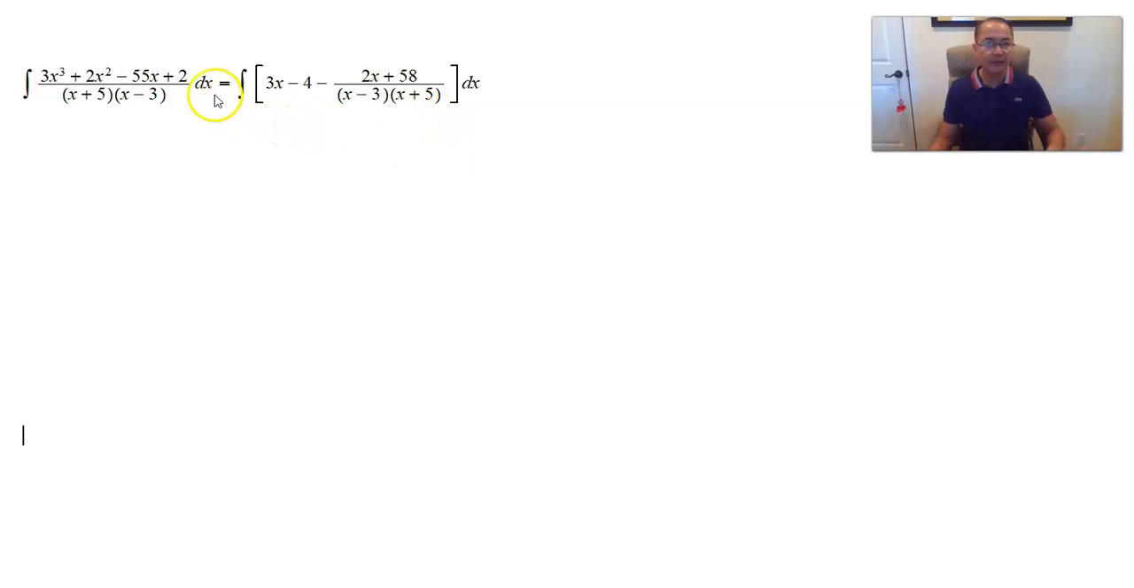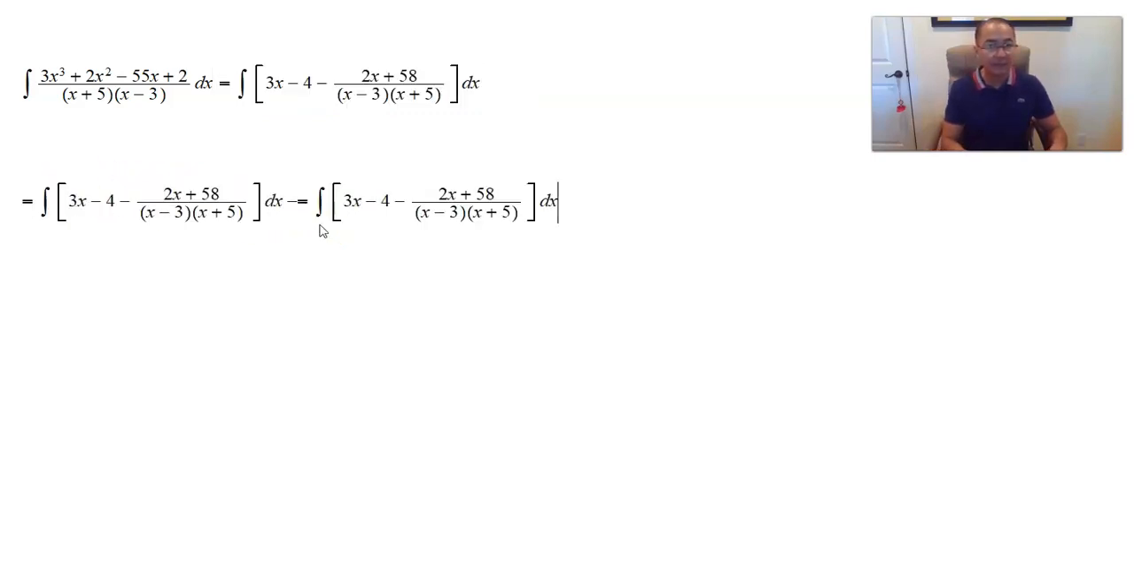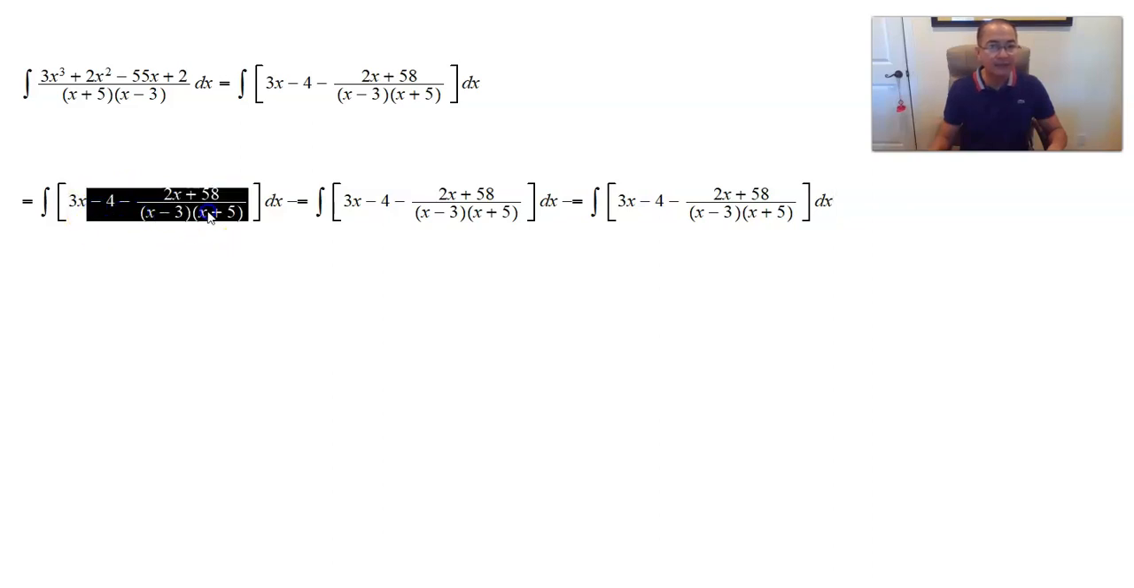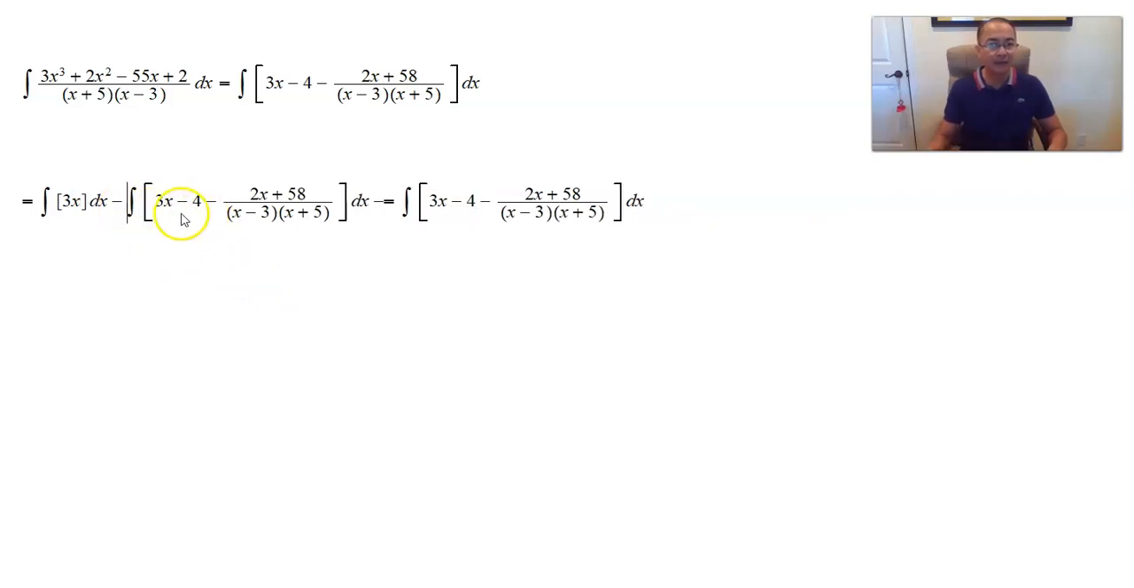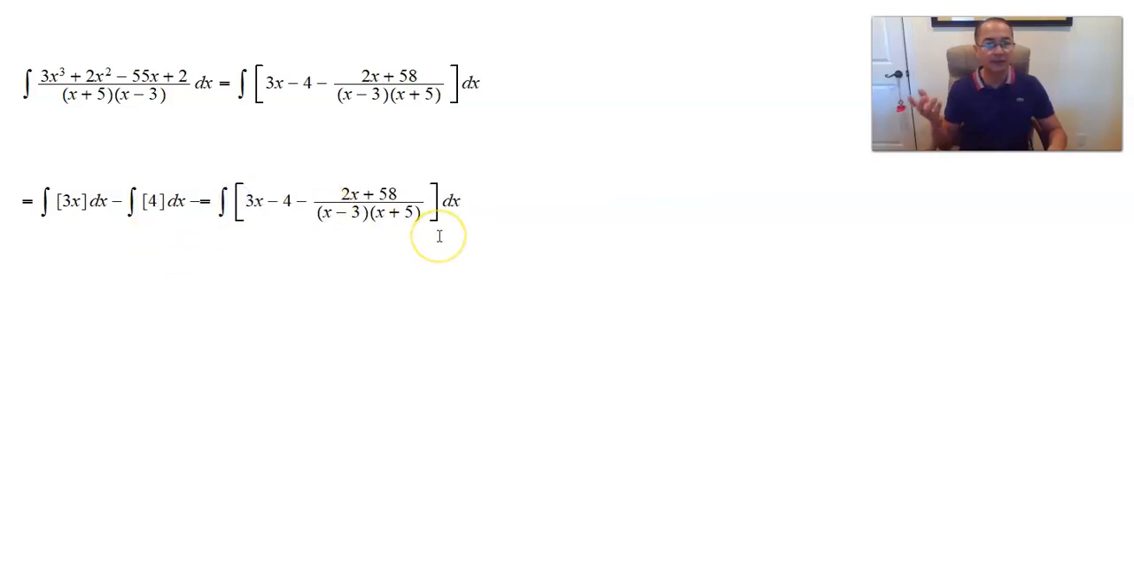So, of course, it is easy to integrate the first 2 terms. So, let me copy this. We'll go up, minus up, and minus up. Okay, what are you doing? So, we have 3x by itself, 3x dx, minus the integral of 4 by itself, dx. We're just using additivity, breaking it up into 3 pieces, minus integral of 2x plus 58 over the denominator, dx.